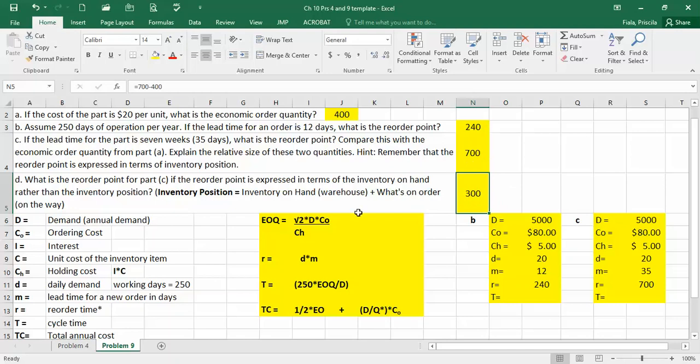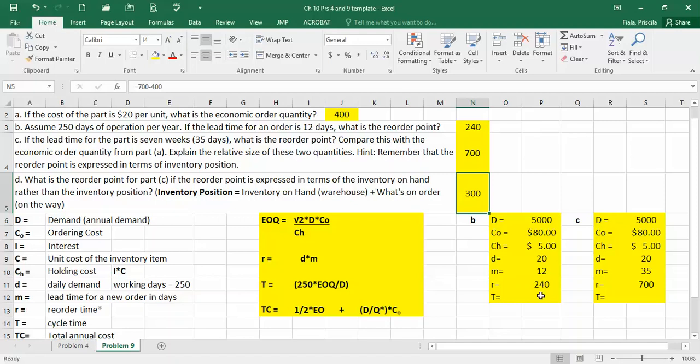So one way to interpret this value is that the person responsible for the orders should place the reorder when their inventory on hand, instead of the full order, gets to 300. That's the time to reorder. Okay, so that's what it means.